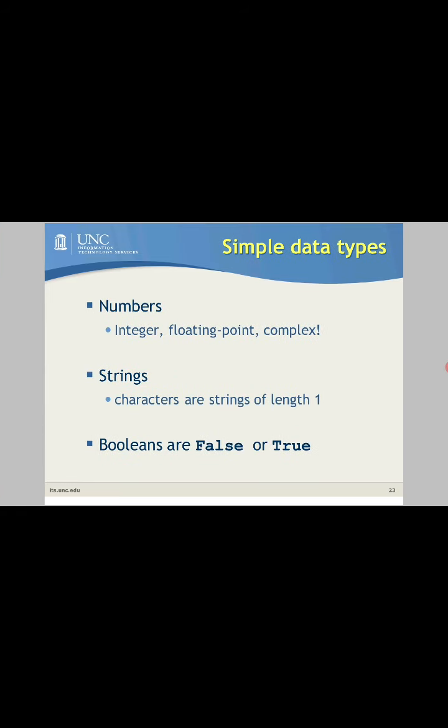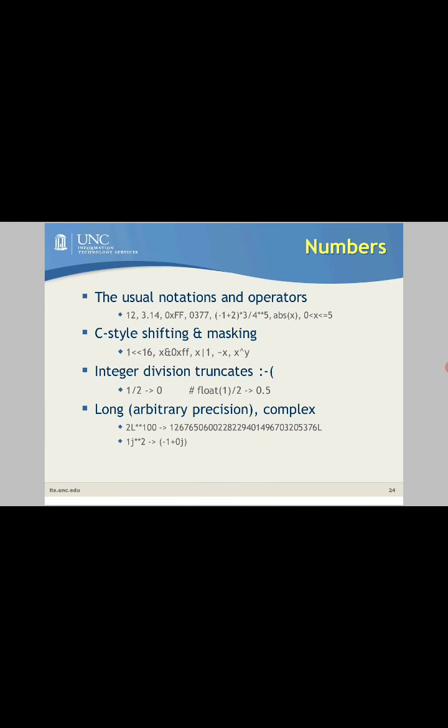Simple data types. What are the different data types available in Python? Numbers like integers, floating point, complex, like that. Means numbers, strings and booleans. Different types of numeric data types are available: integer, floating point, complex. Second one is strings. Strings are characters, and characters are strings of length one. Booleans are false or true. So boolean data type, string data type, numeric data type.